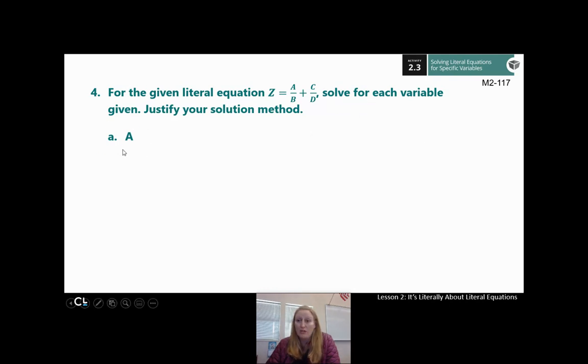Notice you don't have to solve for every variable. For part A, you need to solve for variable A. And for part B, you need to solve for variable D as in dog. So watch out for that. So go ahead, hit play when you're ready. Hit pause to work these out. Notice you need to justify your solution method. Tell me your properties that you're using. Hit pause to work these out and then hit play when you're ready to check your work.